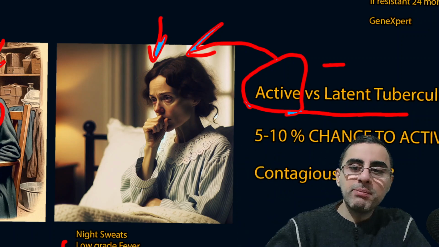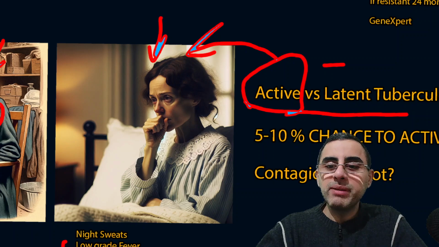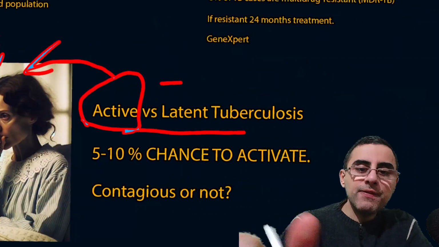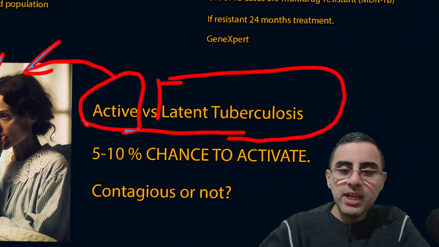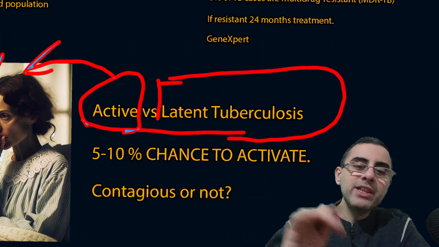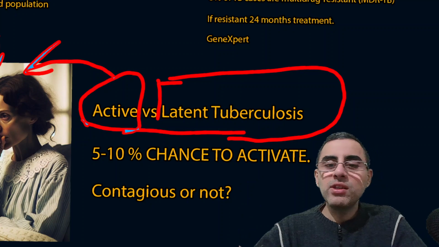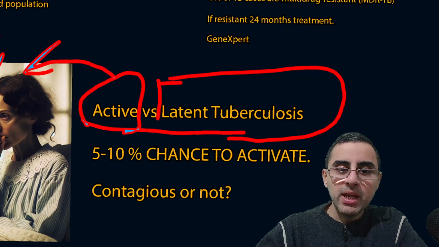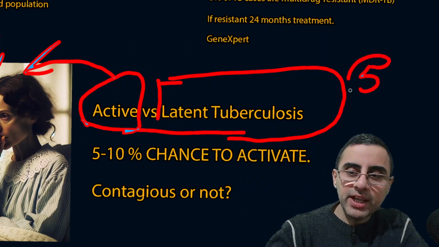Latent form means that the person has no symptoms and bacteria are not multiplying. And if a person has the latent form of tuberculosis, he is not contagious. He or she will not spread this disease. Latent tuberculosis is not a problem at all. It has some risk, of course, and this risk is around 5%.